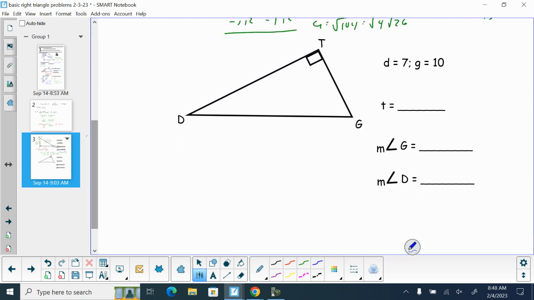Likewise, on the bottom, we have D is 7 and G is 10. We want to solve for little t. We can use our good old buddy Pythagoras again, where 10 squared plus 7 squared is equal to t squared. So we have 100 plus 49 equals t squared, so t equals the square root of 149.